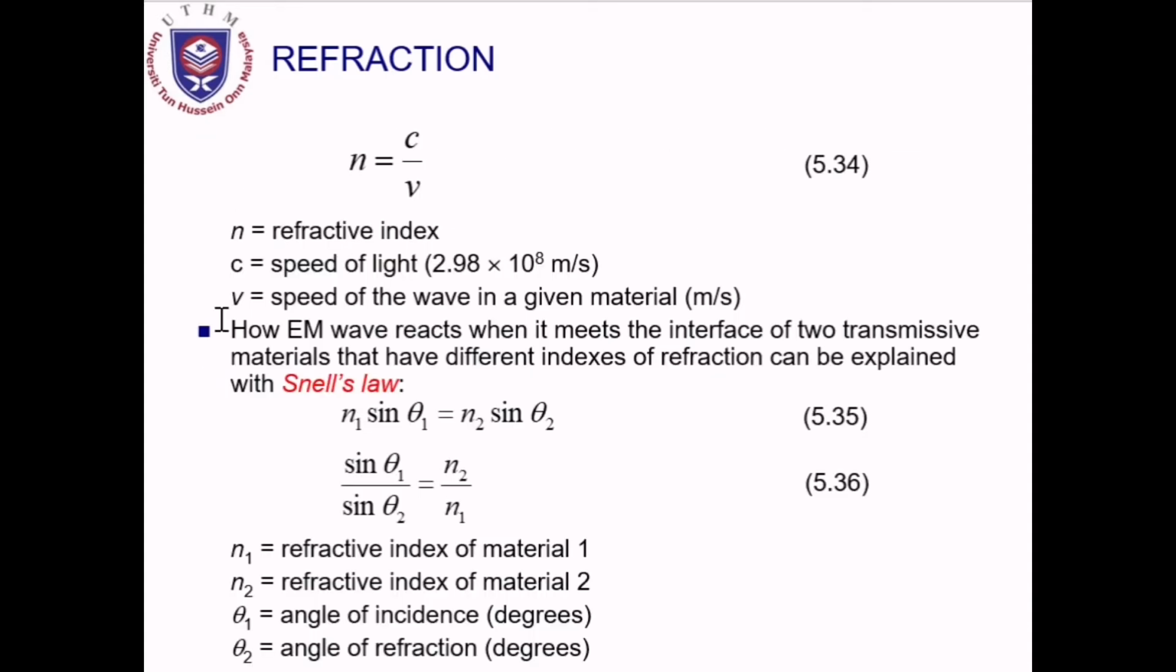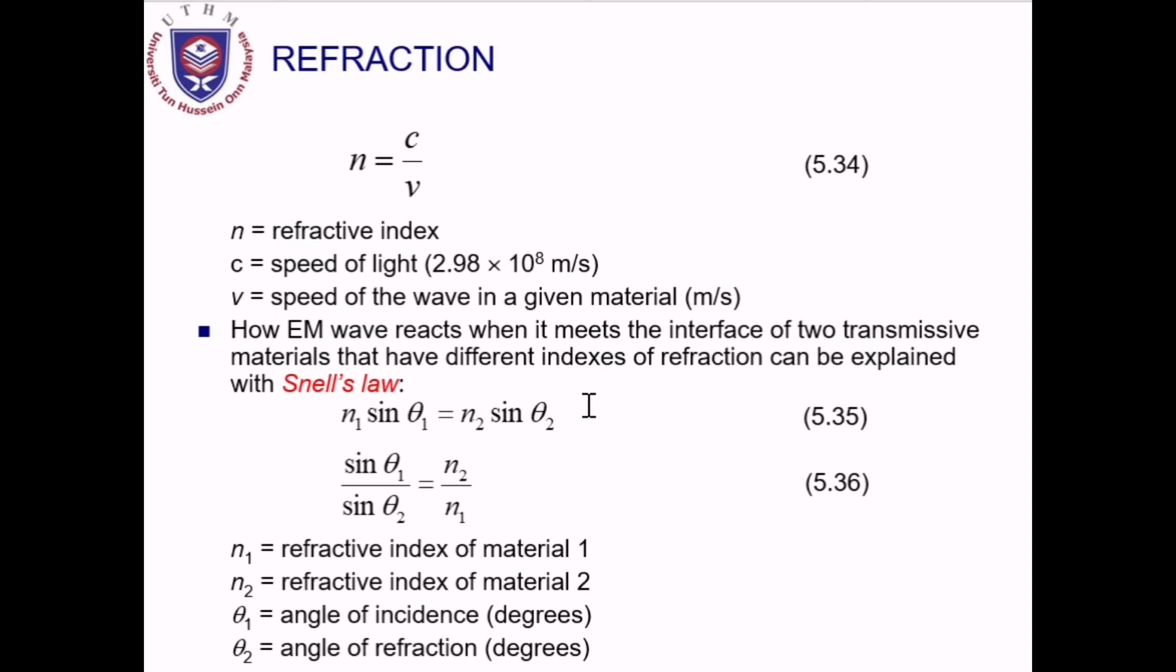So we can use this equation to get the refractive index, n equal to c over v. c is the speed of light and v is the speed of the wave in the given material. So for example, material 1 is in free space, so we use the speed of light, and material 2 might be glass, so we need to calculate or determine the speed of the wave propagating in the glass.